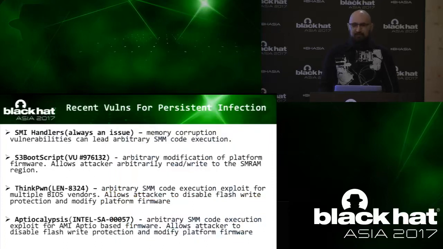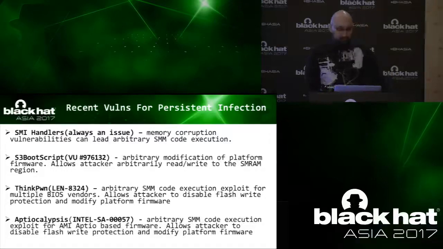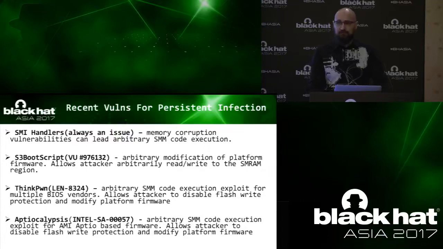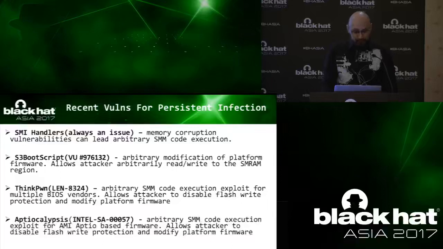Also, I want to pay some attention to recent issues, though some of them are already known, a year or so old. This kind of issue can be used for persistent rootkit installation or implants. SMI handlers are a pretty old technique for attacking the BIOS and have been known for years, but they are still in scope and can be very valuable if you think about how you can attack the BIOS or find issues in this scope.